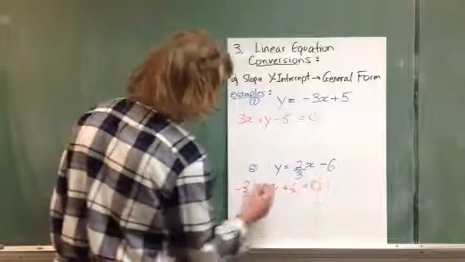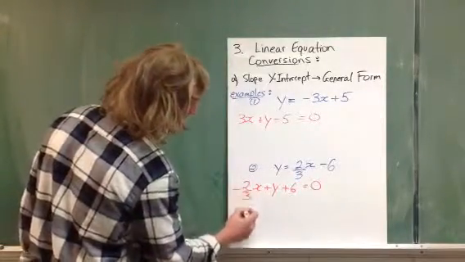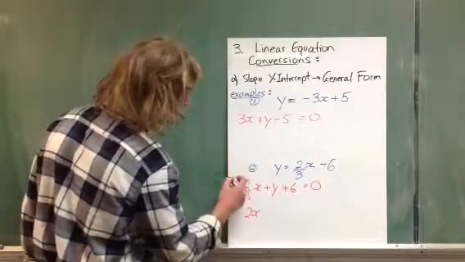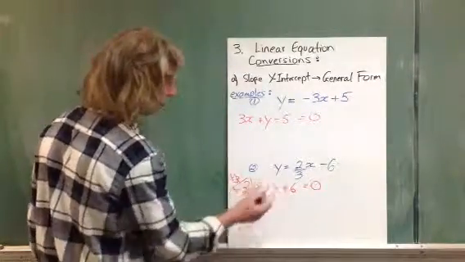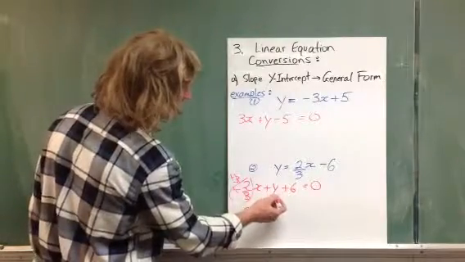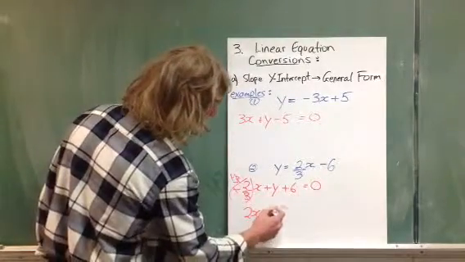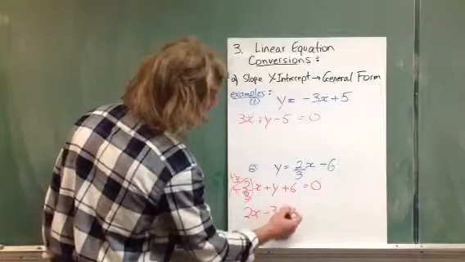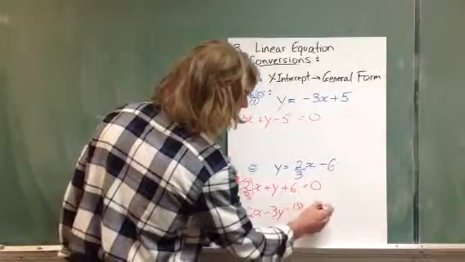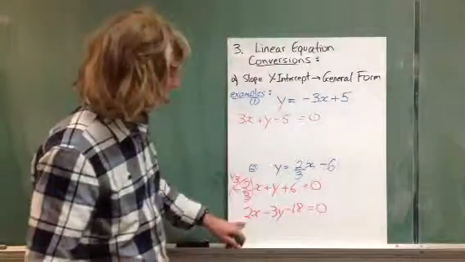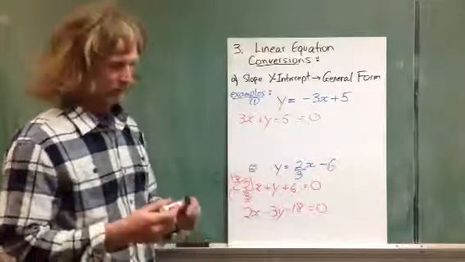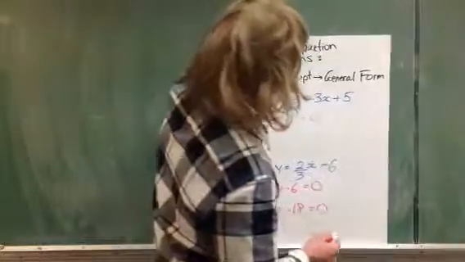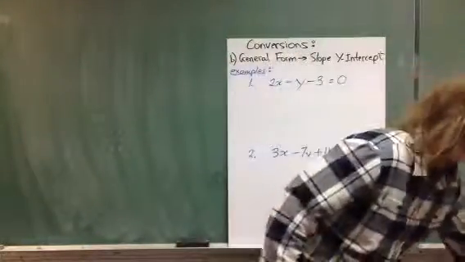So if I multiply all my terms by negative 3, this will now be 2x, and I could show it. Okay, this negative will cancel out, the 3's will cancel out. And I have to multiply this term by negative 3, so that's going to be minus 3y. This term by negative 3 is negative 18 equals 0. Now that's a natural number, integer, integer, it's good. Done.